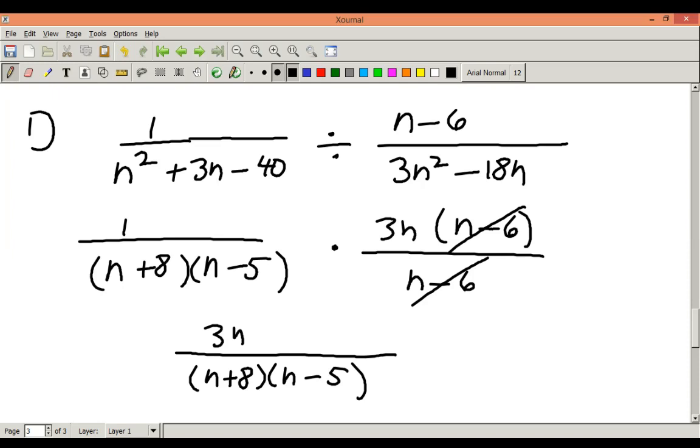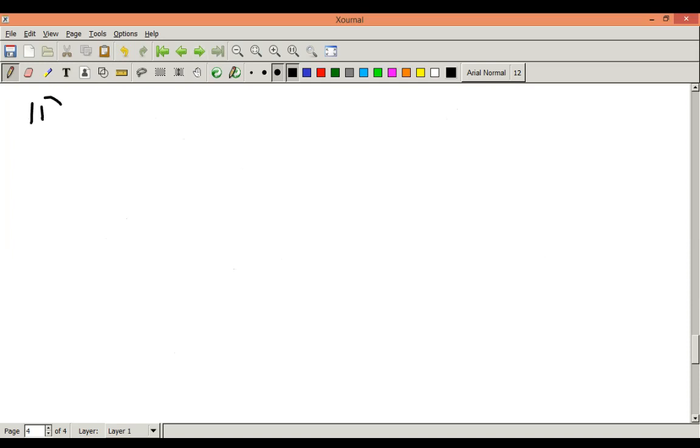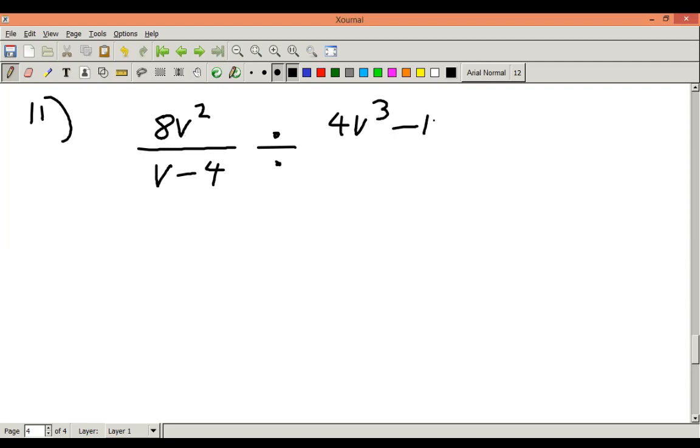We have one more division problem. That's number 11 on the second page. So that one is going to be 8v squared over v minus 4, divided by 4v cubed minus 12v squared over 4v cubed minus 16v squared.